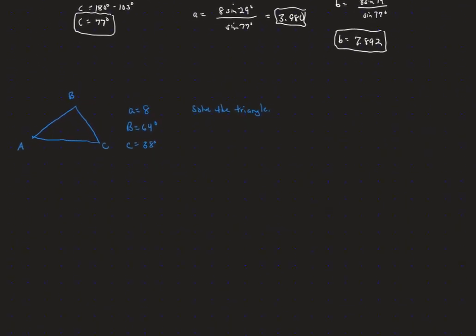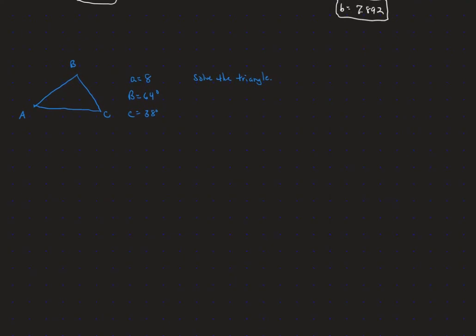So here we have side A. Side A is going to be 8. Angle B is 64 degrees. This will be side B. Angle C is 38 degrees. This will be side C.